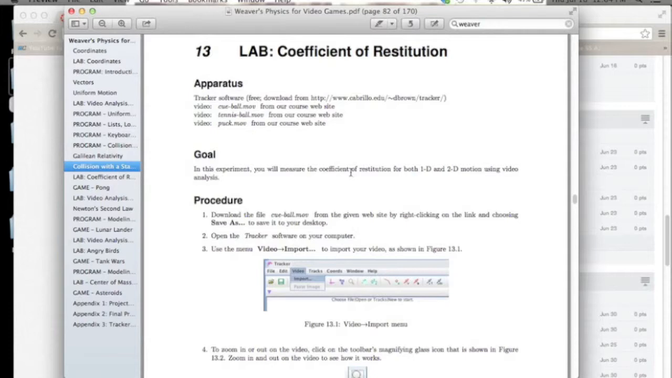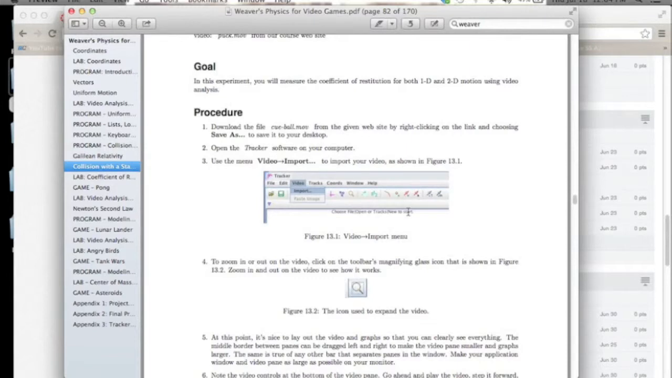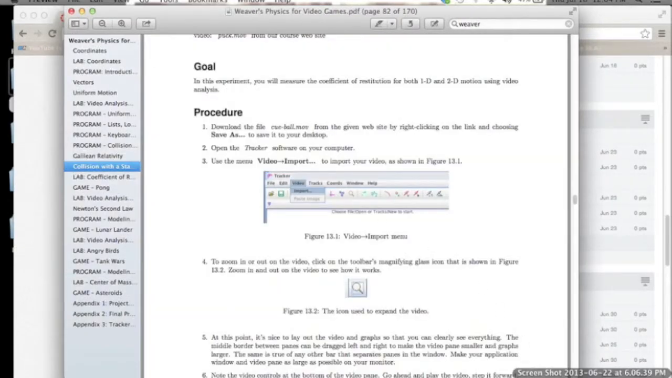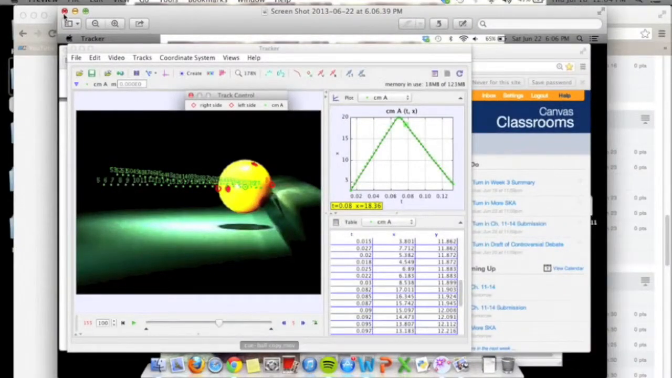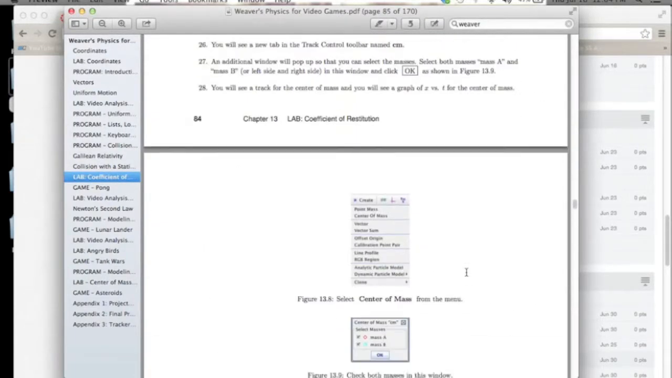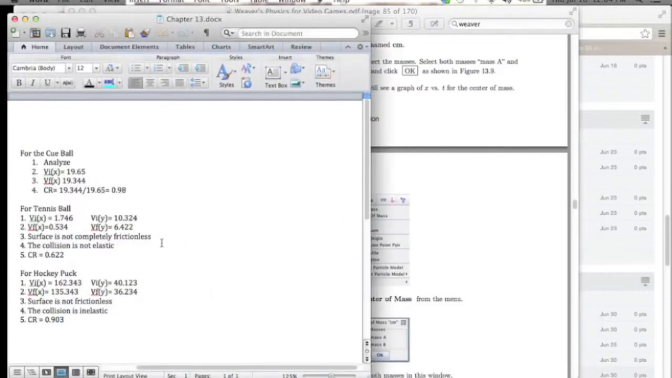We go into chapter 13, which is the lab. This is where we used Tracker once again. We measured a cue ball, a hockey puck, and a tennis ball. Here's the tennis ball, and here's the cue ball where we had to do the measurements. By the end of that, we had to analyze each of the videos and answer some questions. So as you can see, here they are. Here are my answers to them.